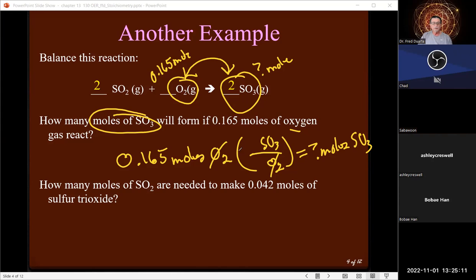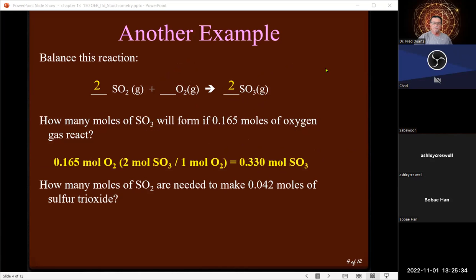Okay, and so O2, there's 1, and SO3 is 2. Okay, so I'm going to need twice the amount of oxygen. Using 0.165 moles of oxygen should give me, oh, let me clear my mess here, 0.33 moles of sulfur trioxide.